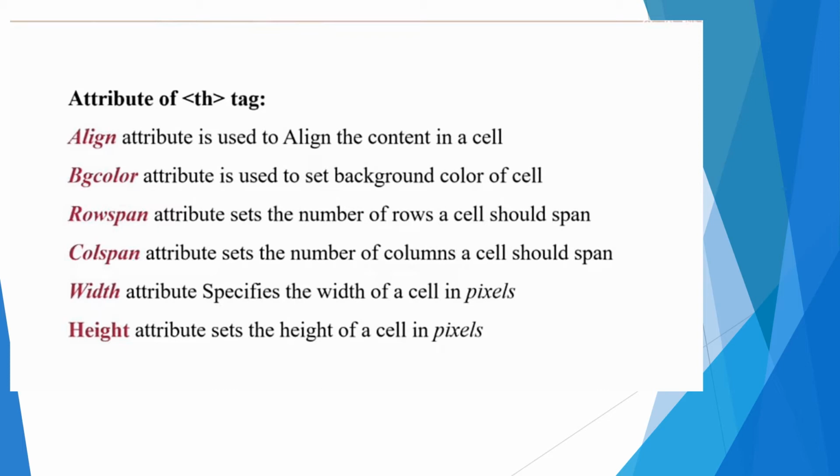Let us see the attributes of the th tag. Align, which aligns the content in the cell. Background, used to set background color for the cell. Row span, how many rows should span or merge. Col span, how many columns should span or merge. Width specifies the width of the cells in pixels. Height specifies the height of the cells in pixels.